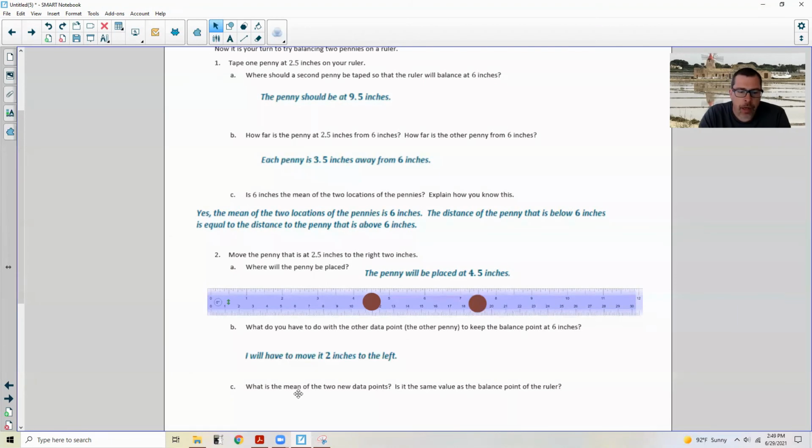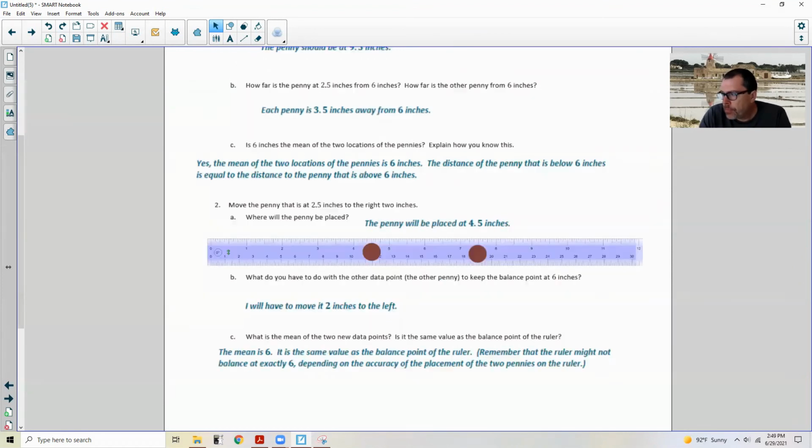Okay, so there it is. Part C, what is the mean of the two new data points? Okay, so the mean is 6. It is the same value as the balance point of the ruler. Remember that the ruler might not balance at exactly 6 depending on the accuracy of the placement of the two pennies on the ruler.